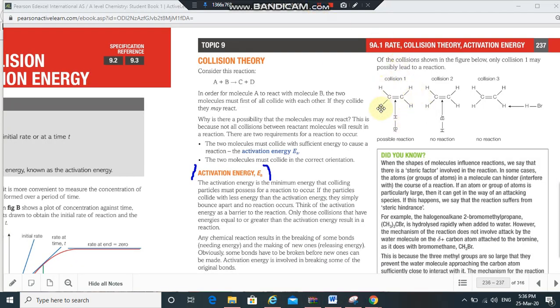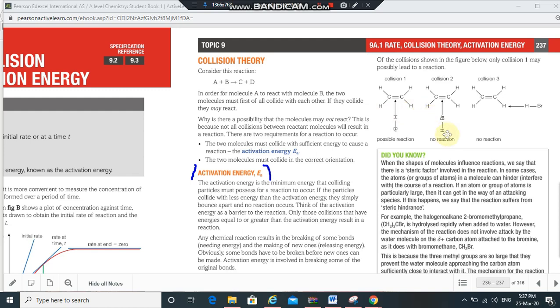Okay, we can see here that this molecule has collided with the ethene at the position of the double bond. Will that reaction give me the products? Let's think about it. Hydrogen is partially positively charged, and the double bond is what? It's a negative area. So a reaction between negative and positive is a correct orientation.